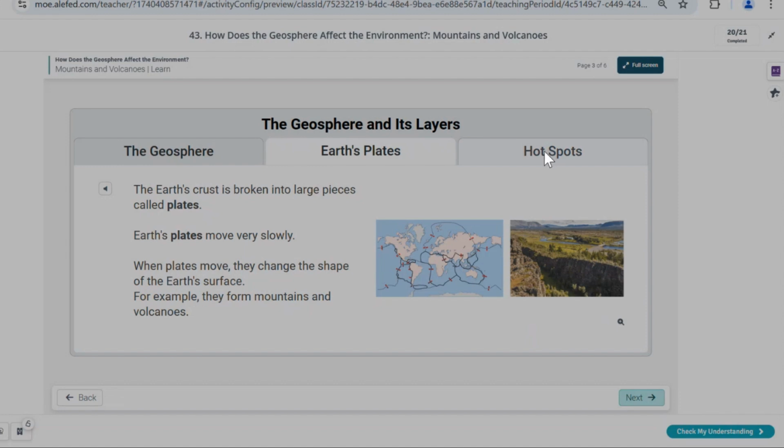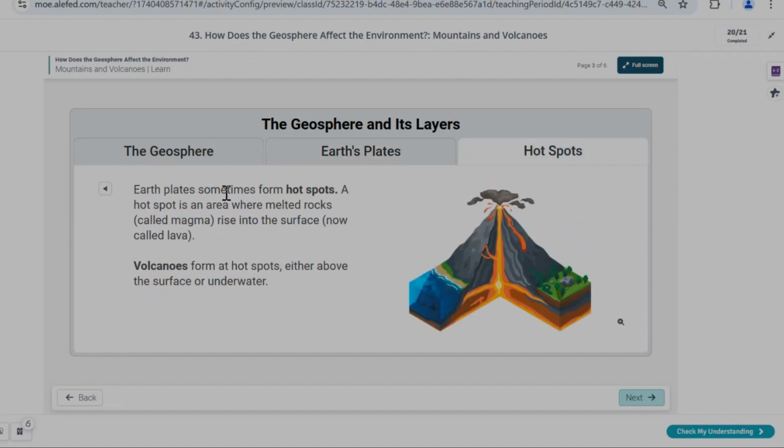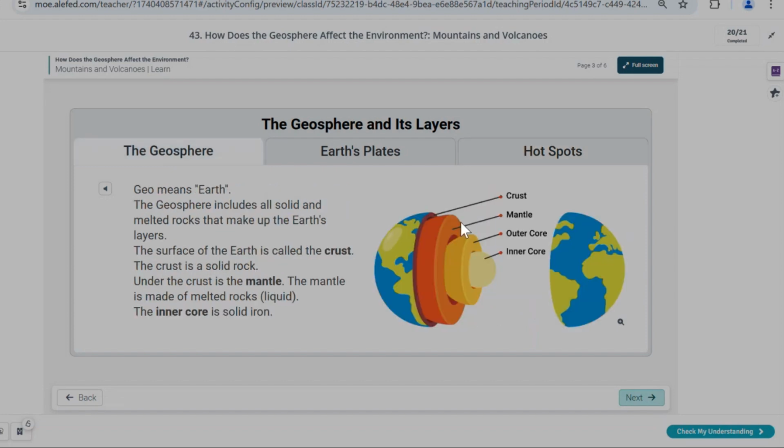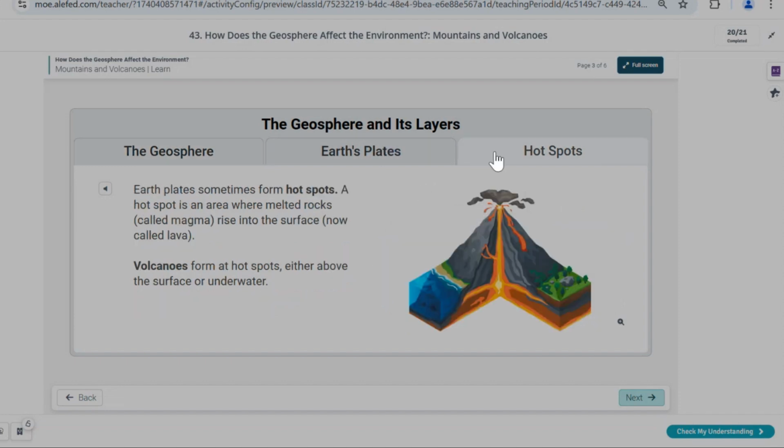Okay, so another thing is these sahans also form volcanoes where the hot spots are. A hot spot is an area where melted rock from the mantle, remember the mantle here, this liquid mantle, comes up to the crust, and then out, and this hot rock comes out and forms a volcano. So volcanoes are where the hot spots are, and the hot spots are where there's melted rock coming out. The melted rock under the ground is magma. When it goes up and comes out, it is lava.